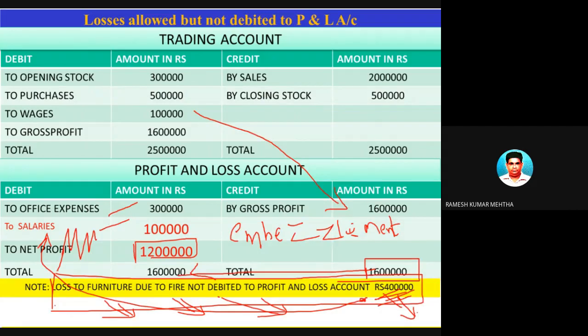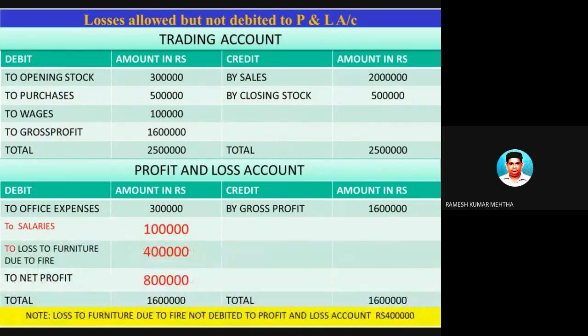Okay. So what will happen if I show this loss of 4 lakh rupees to the furniture here? The profit will now be reduced to 8 lakh rupees. The net profit will be 8 lakh rupees. Now, what is to be done? From this 12 lakh rupees, 4 lakhs has to be deducted, which is a loss allowed to be shown on the debit side of profit and loss account, but not shown previously. So when I am rectifying and showing this loss, the profit originally of 12 lakh rupees has reduced to 8 lakh rupees by 4 lakh rupees, that loss. Hope you understood.